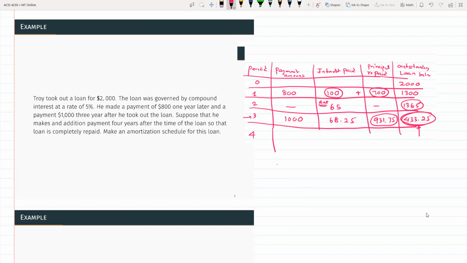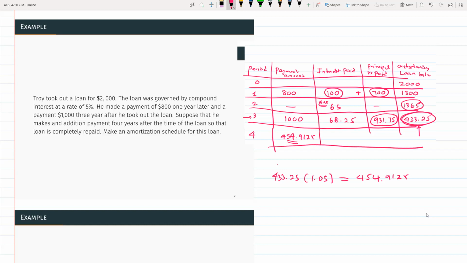So what would be the final payment? I have to calculate the interest due at the end of the fourth year, because this payment is going to be made at the end of the fourth year. So 433.25, the balance at the end of the third year, times 1.05 would be the total payment due. You calculate this: 454.9125. So that should be the total payment the person is going to make.